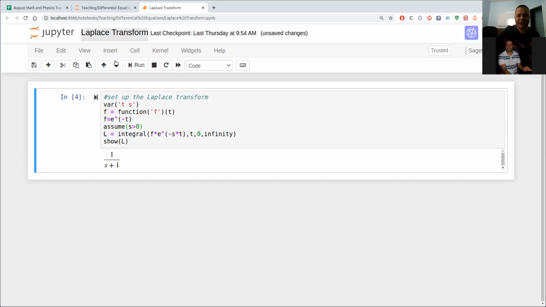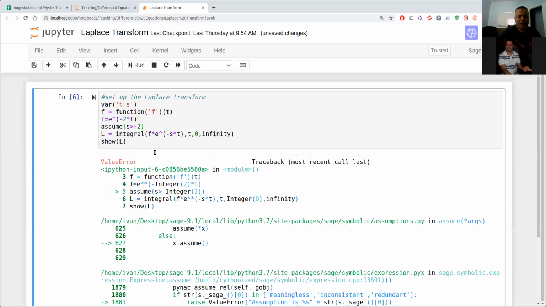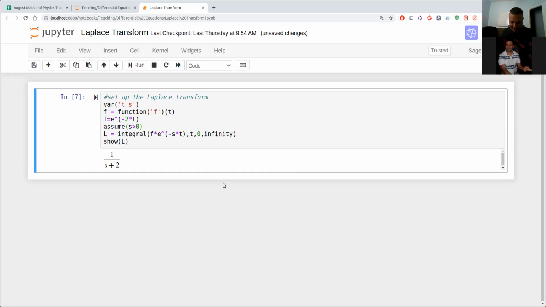Finally, e to the negative 2t. Let's take e to the negative 2t and keep the same assumption, see what happens. Seems to work. We'll have to look at those assumptions in a second. Actually, I think I can do, nope, I got to look at those assumptions. Okay, 1 over s plus 2.